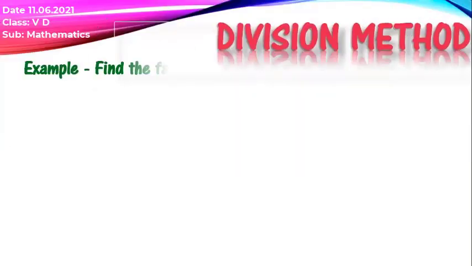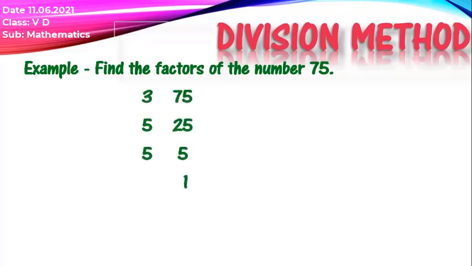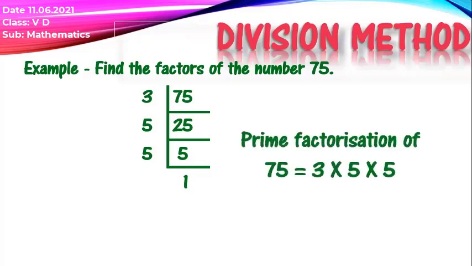Using the same number, we'll solve it with division method. Here again we'll start dividing the given number by the smallest prime number, and we'll carry on the division till we reach 1. Here in the end we got 1, so it means that we have got our factors. Therefore, the prime factorization of 75 is equal to 3 multiplied by 5 multiplied by 5.